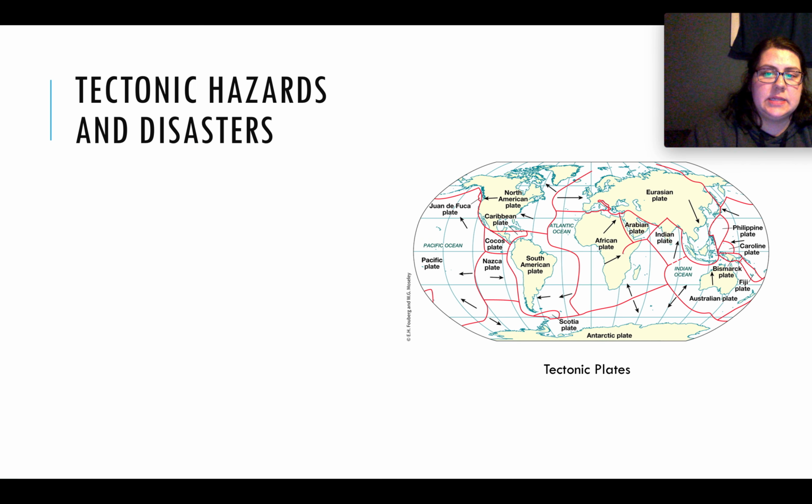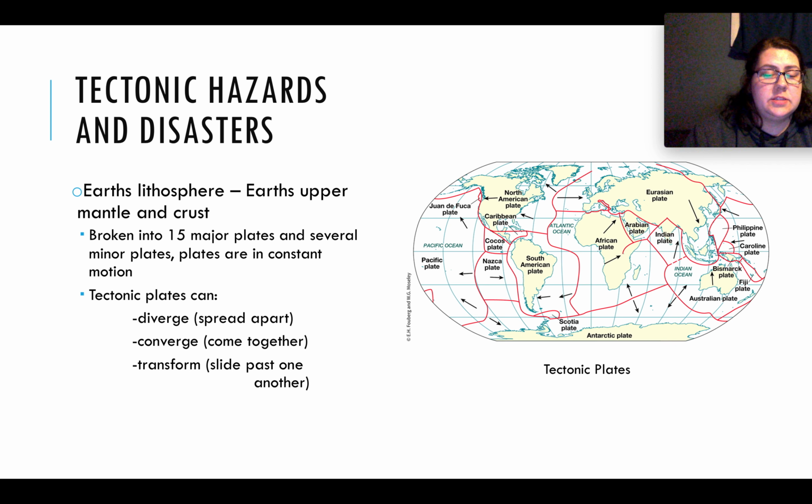Tectonic hazards and disasters. Earth's lithosphere, Earth's upper mantle and crust, is broken into 15 major plates and several minor plates. Plates are in constant motion. Tectonic plates can diverge, spread apart, converge, come together, or transform, slide past one another.